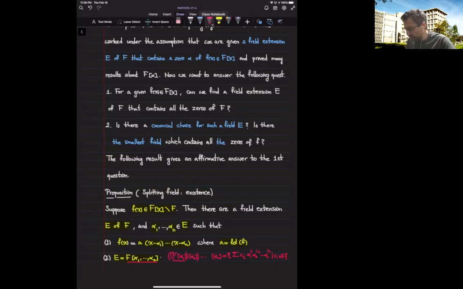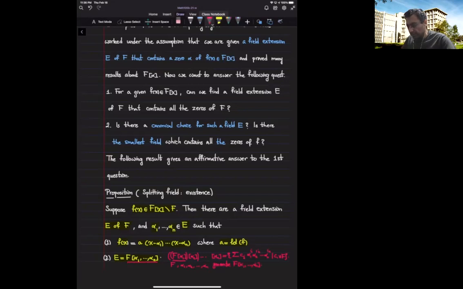But after all, what we are saying is that this is the field, this is the smallest subfield that contains F and the alpha i's. So if I join the alpha i's to F, then these guys generate this ring, and that's another way of thinking about this ring.